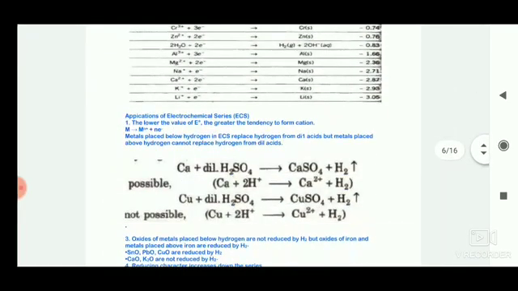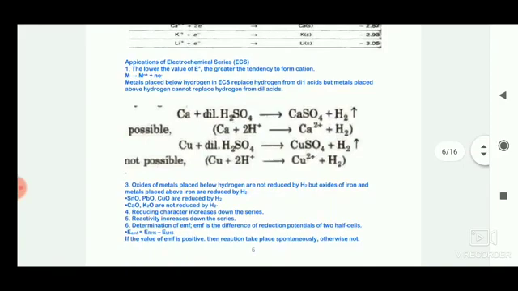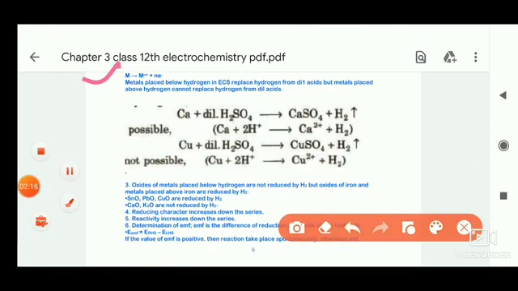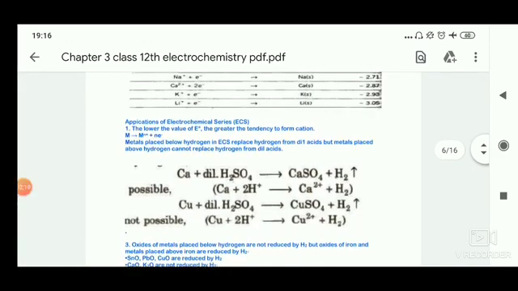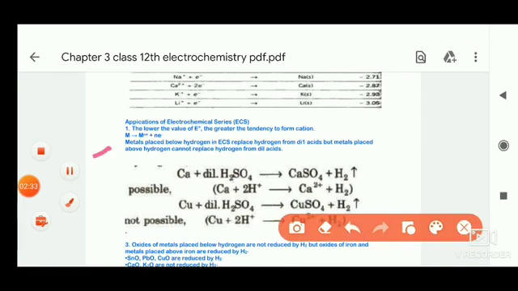And after that, what are the applications of the electrochemical series? The lower the value of E naught, the greater the tendency to form cation. Metals placed below hydrogen in ECS replace hydrogen from dilute acids, but metals placed above hydrogen cannot replace hydrogen from dilute acids. For example, you can see in this image that calcium, when it reacts with dilute H2SO4, replaces the hydrogen from the H2SO4 and forms hydrogen gas, but copper does not.